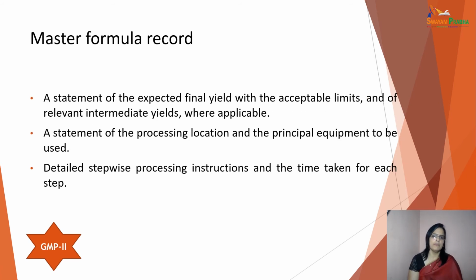Third is the name, the quantity and the reference number of all starting material to be used. A statement of expected final yield with the acceptable limit and relevant intermediate yields, wherever it is applicable. And the next is a statement of the processing location and the principal equipment used. The detailed stepwise procedure instructions and the time taken for each step.